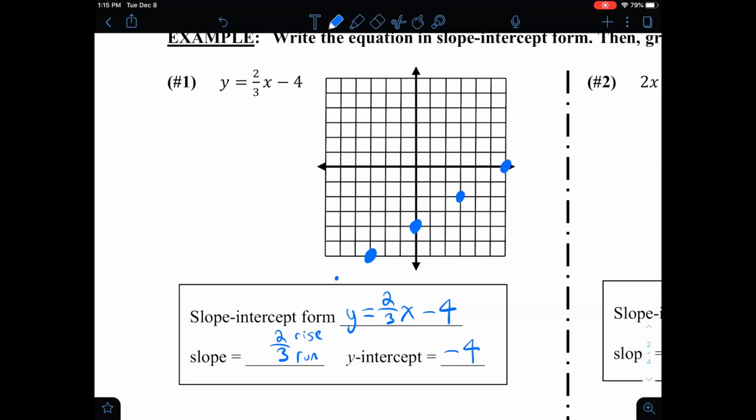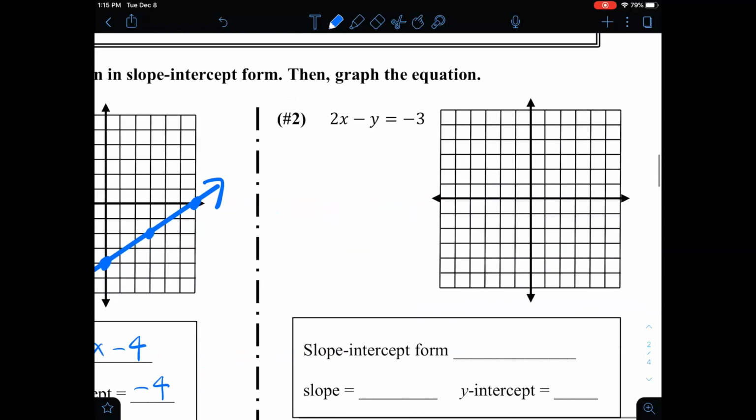That was bad. And there's our graph. Dang it. Turn off that light. Okay.